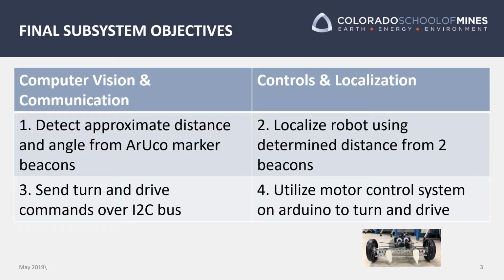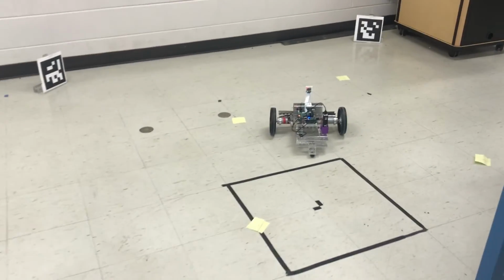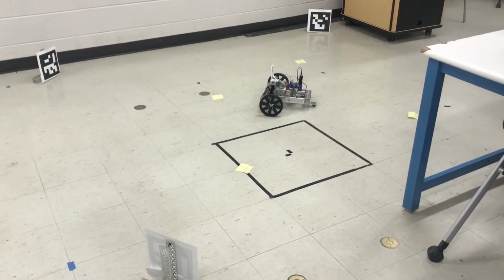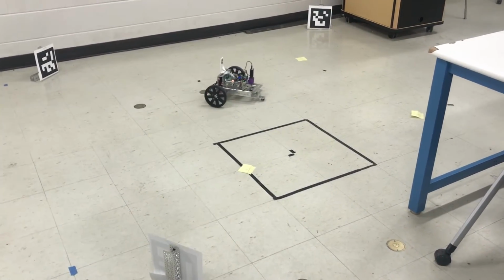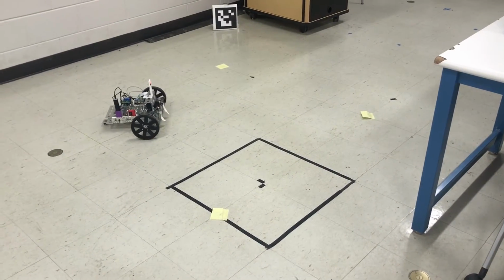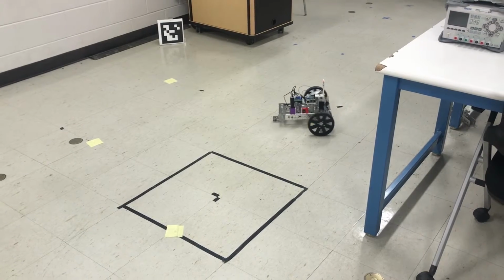Since we needed to detect 2 distinct beacons to find the robot's initial location, we took the real-world visual input from the camera while spinning the robot slowly in the counterclockwise direction until 2 beacons and their distances were detected. This camera data was processed on the Pi, the intersecting circles problem was solved to determine the robot's initial location, then the Pi sequentially sent turn and drive commands to the Arduino until all points were visited.